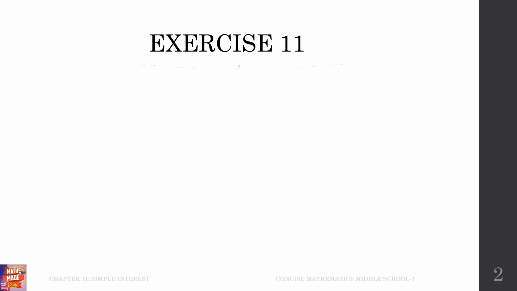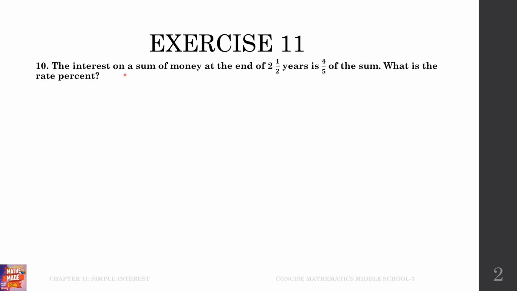Here is our 10th question. The interest on a sum of money at the end of 2.5 years. Here children, look at the question carefully. If you are unable to understand the question, read it 2 to 3 times until you understand it clearly. The interest on the sum of money, that means the interest on the principal amount, at the end of 2.5 years. This is the time, right? So time is 2.5 years, right?